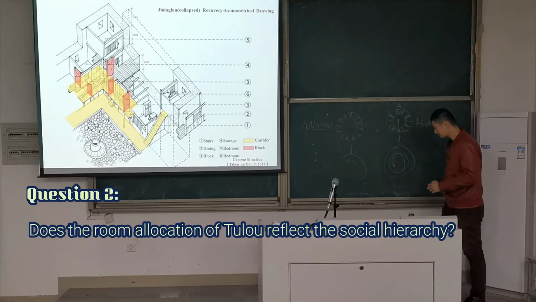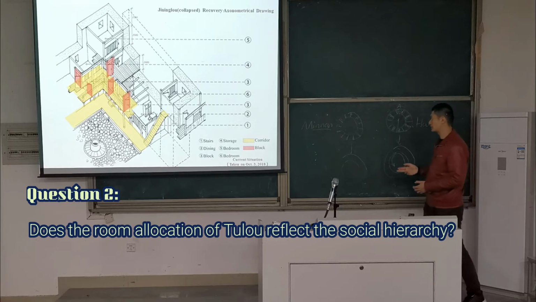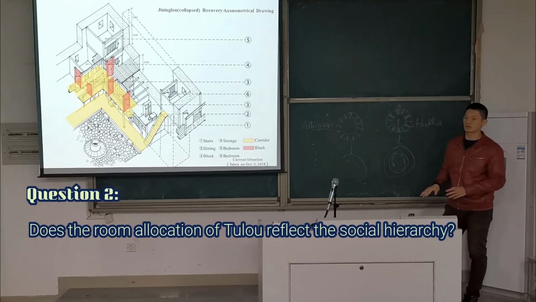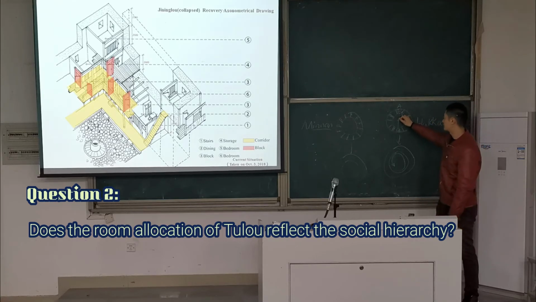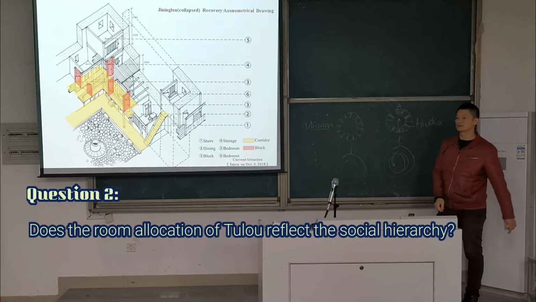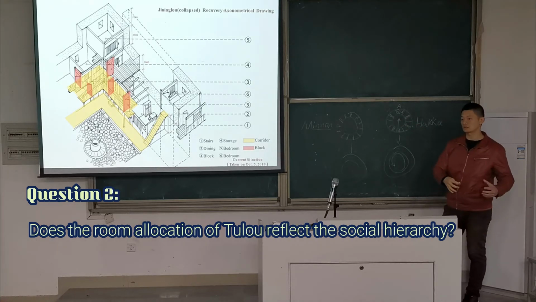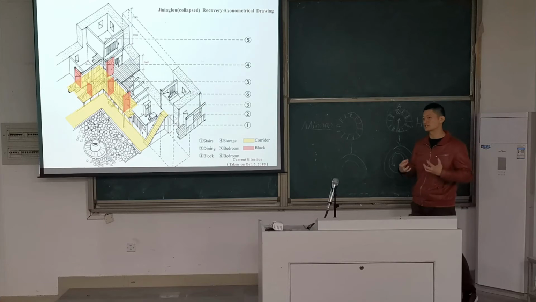But the distribution of every unit in Hakka Tulou has the weakest hierarchy compared with the rest of Chinese dwellings. So yeah, I personally think that is a big evolution for the ancient, strong sense of hierarchy.